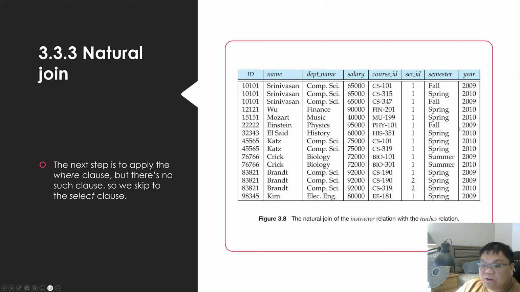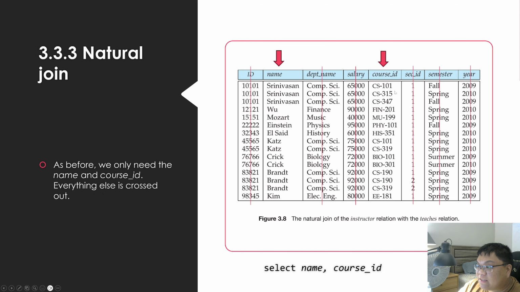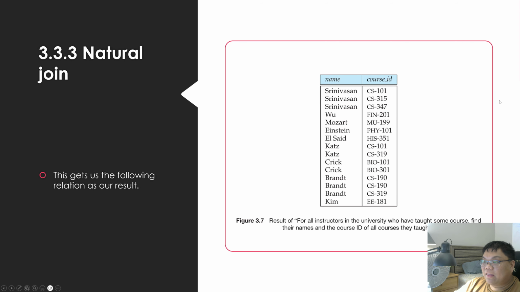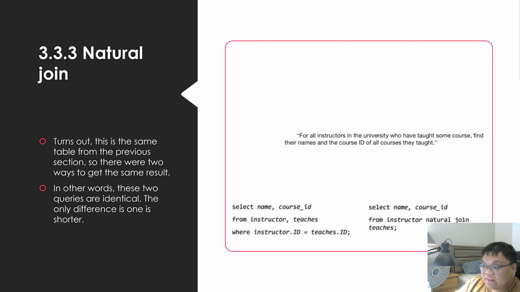The next step is to apply the where clause, but our query did not have a where clause, so let's go to the select clause. The select clause says to select the name and course ID columns in our table here. So we just select those, cross out everything else, and there we go. This query gave us the same result as the other query that used our Cartesian join. In other words, these two queries gave the same result. The only difference is one is shorter.